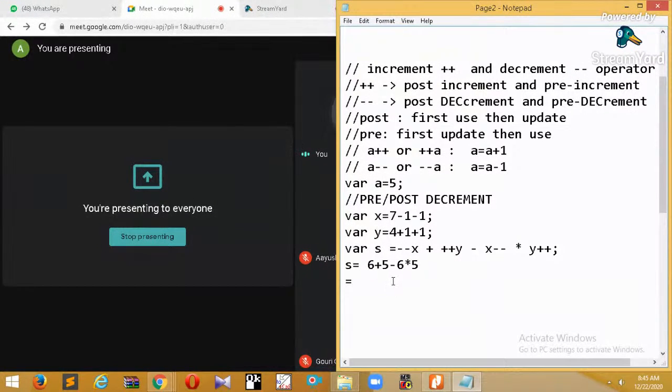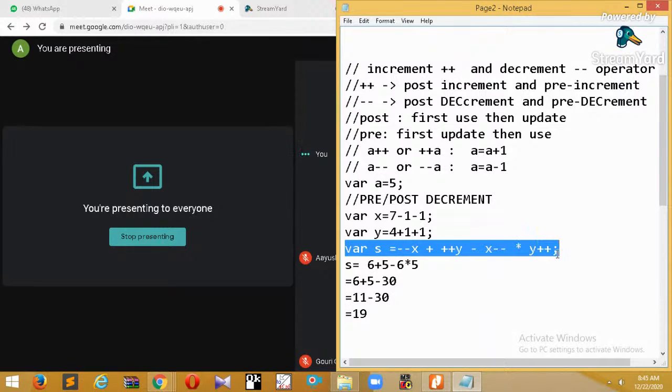First multiply, that means 6 plus 5 minus 30. After that it will become plus operation, 11 minus 30, and ultimately it will become 19. So this 19 will be the final answer. In this way, a simple calculative question can come in the exam. With this, I can assign a few percentage operators.